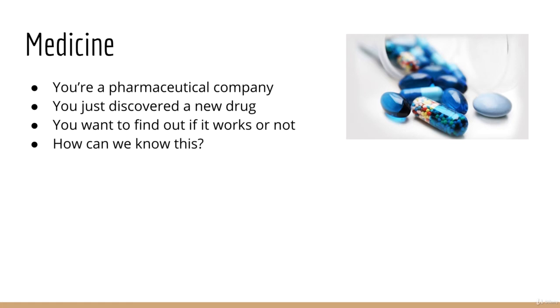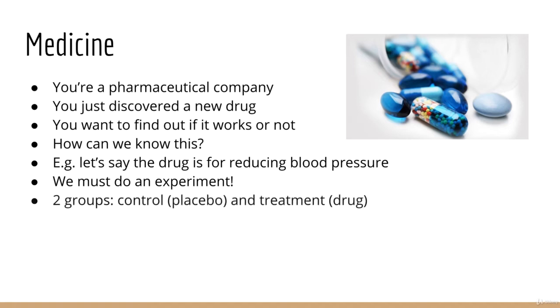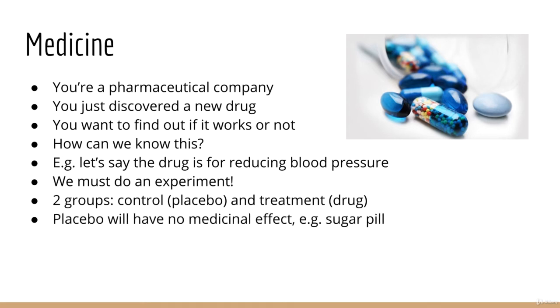Well, let's say the drug is for reducing your blood pressure. Then we would like to answer the question, does this drug reduce blood pressure to a significant degree? To answer the question, you would have to run an experiment. In your experiment, you'll have two groups of people, typically called the control group and the treatment group. The treatment group would receive your drug, and the control group would receive a placebo. You can think of that as a pill that doesn't actually have any medicinal effects. It's like a sugar pill.